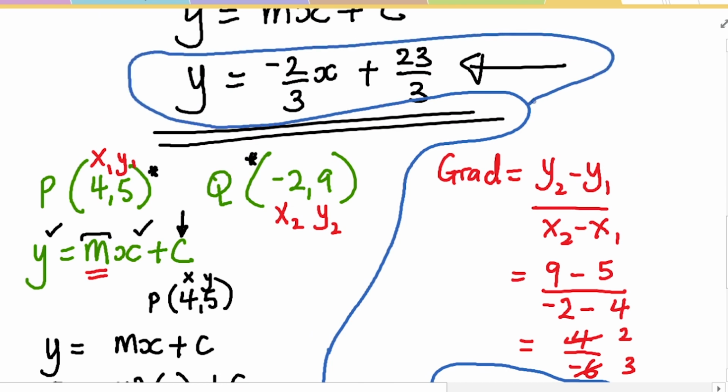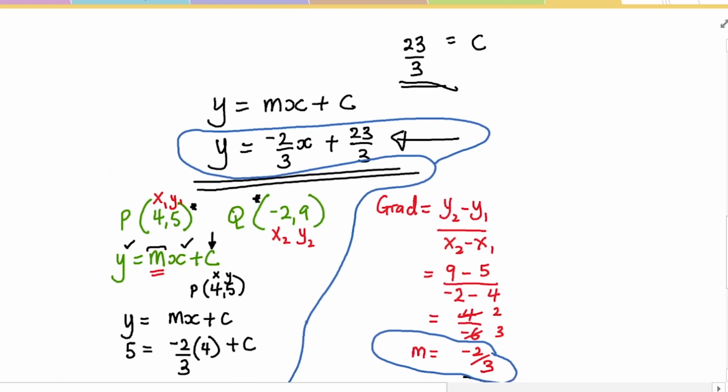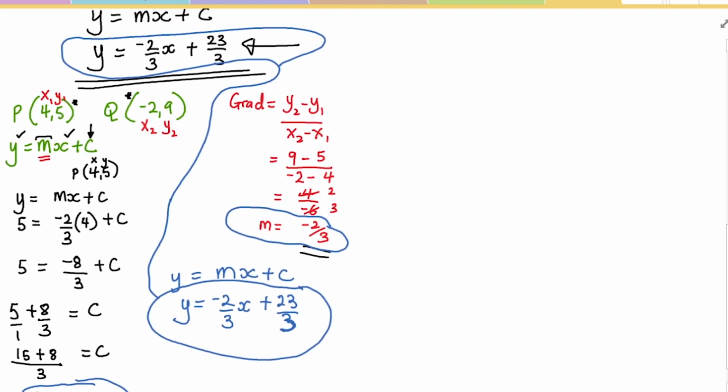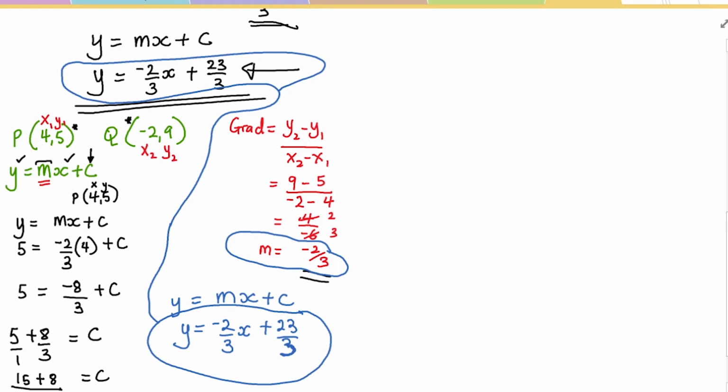Y is equal to negative 2 over 3x plus 23 over 23. So we've got the same answers. It means that with either method you use, you pick whichever you're comfortable with. There are many ways of skinning a cat, you'll still arrive at the same answer. Let's move on to the next number.